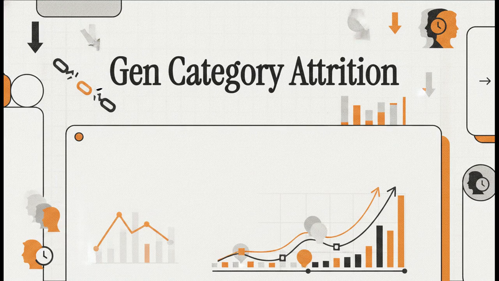Hello and welcome. Today, we're jumping right into a brand new explainer and we are zeroing in on one highly specific, absolutely crucial metric. We're talking about attrition by generational category. Seriously, if you want to unlock those hidden workforce dynamics and truly understand your organization's health, you can't just look at how many people are leaving.